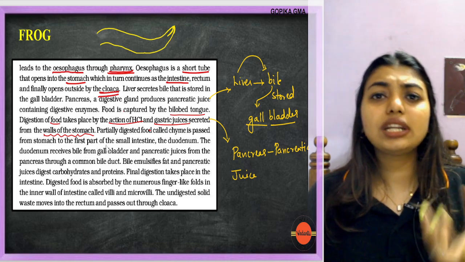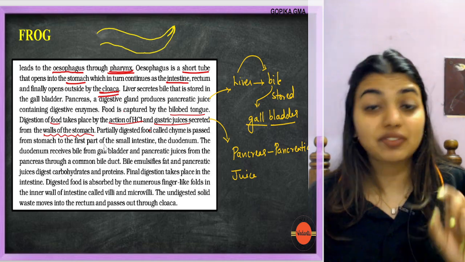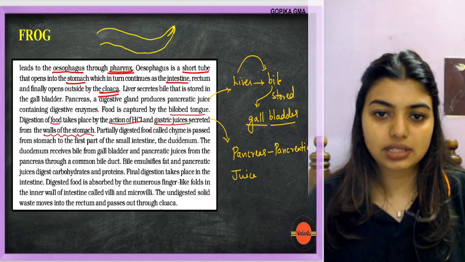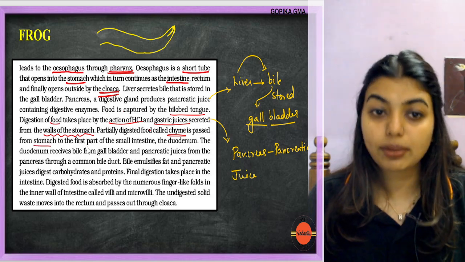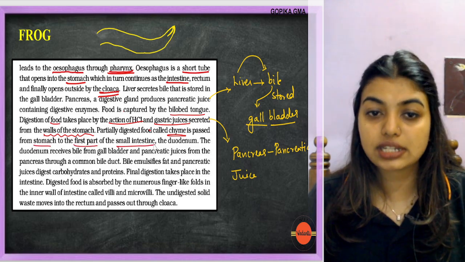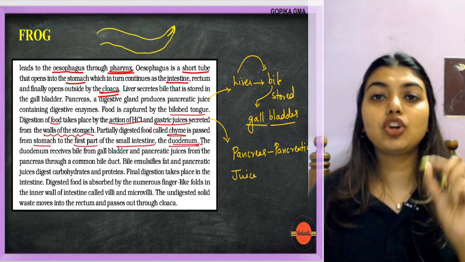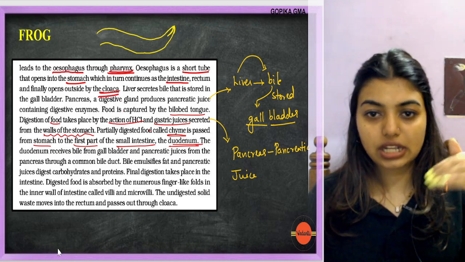Okay, now partially digested food is called what, students? Chyme. We tell bolus, after that chyme. No, chyme is the word used here. So partially digested food is called chyme, which is passed from the stomach to the first part of the small intestine, the duodenum. The duodenum is the first part of the small intestine.